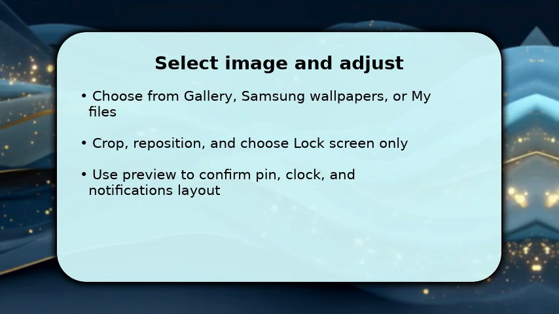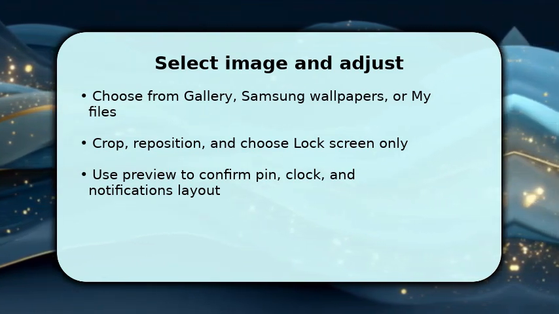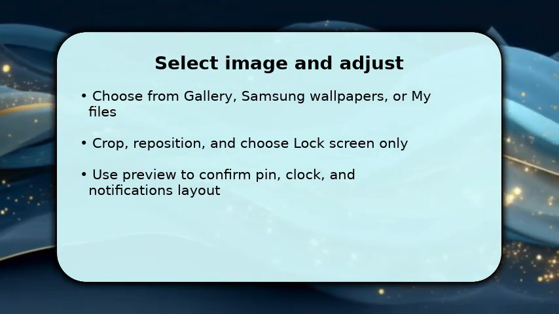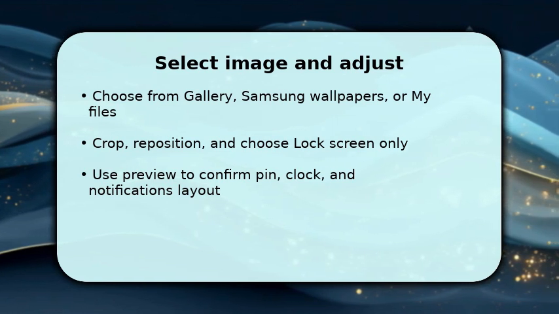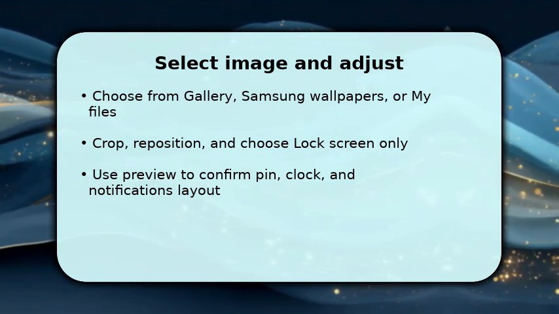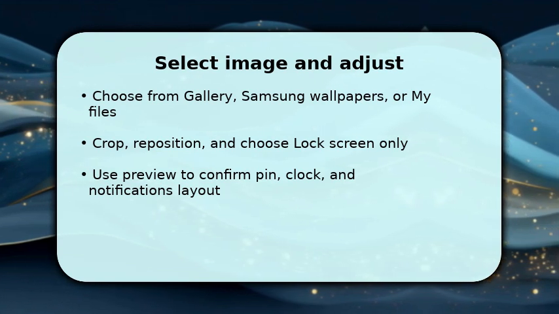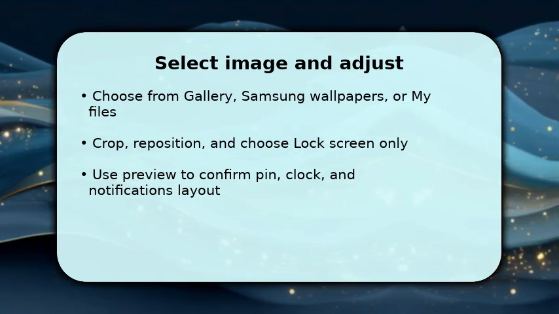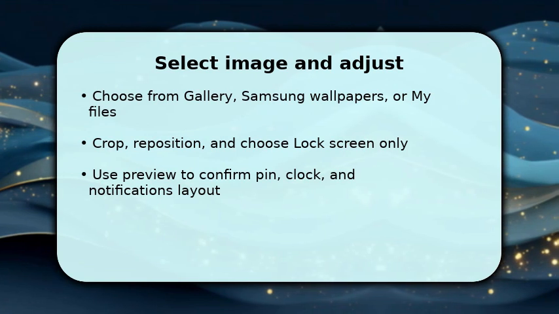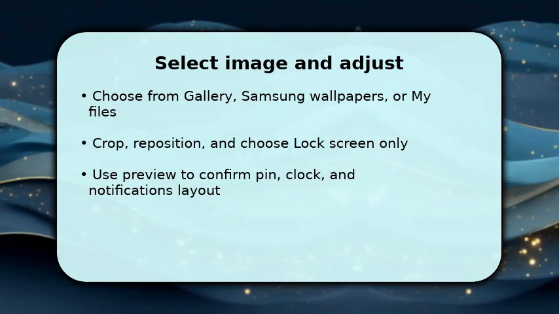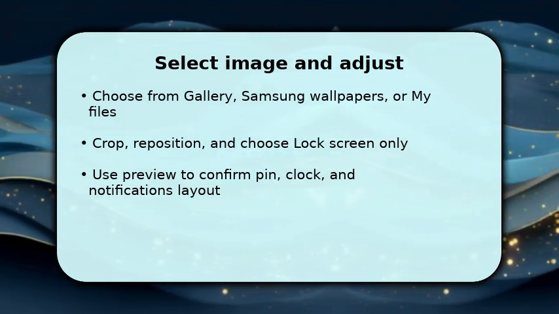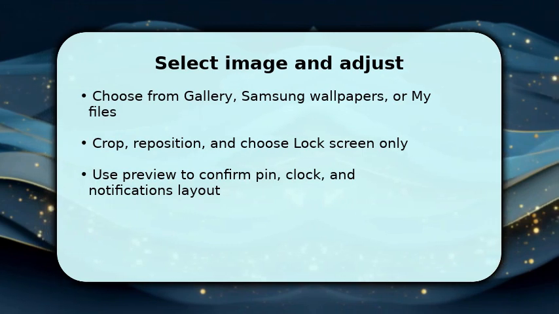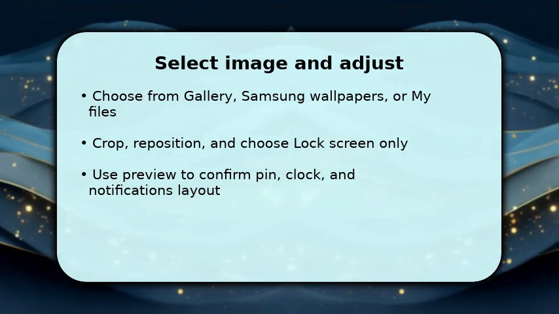Select the photo, then crop and reposition using pinch and drag so critical details are not behind the clock or notifications. Make sure to choose Apply to Lock Screen only, not Home Screen, if policy requires. Use the preview to review clock placement and notification visibility. If it looks off, adjust the crop until the main subject is centered and readable behind UI elements.